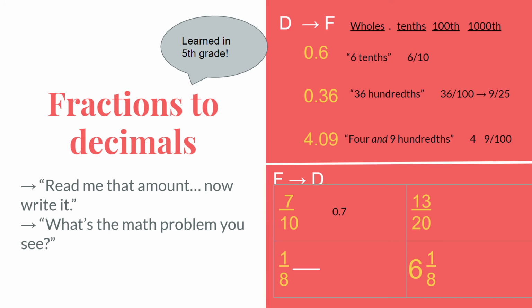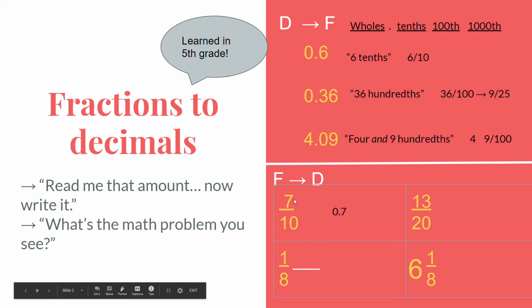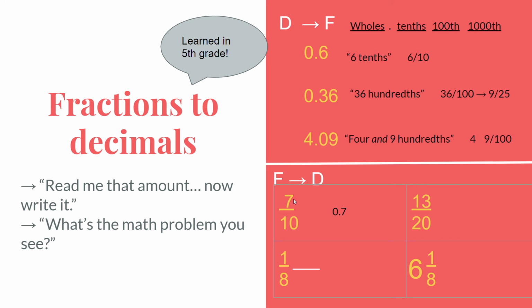So if your child is having a hard time and thinking that there's just too many things that they have to remember, learn one strategy that works all the time instead of trying to learn two strategies that sometimes work and sometimes don't. So all fractions are math problems. Every single fraction is a division problem. We talked about that in Unit 1. So this is 7 divided by 10. If you did the math, you would get 0.7.